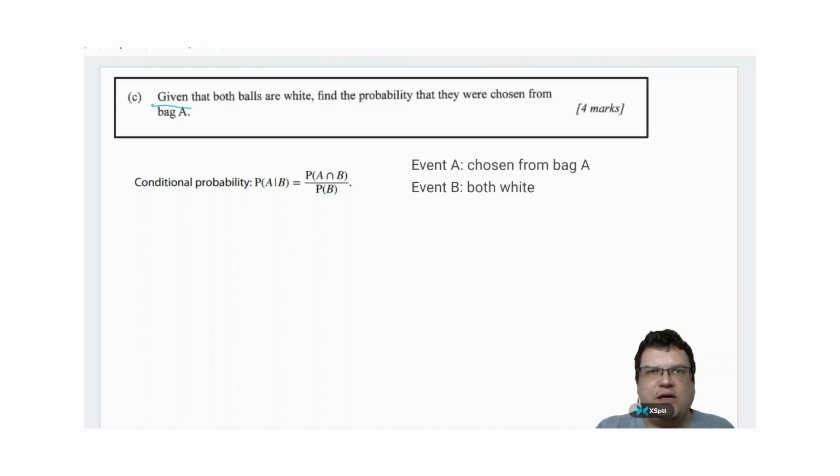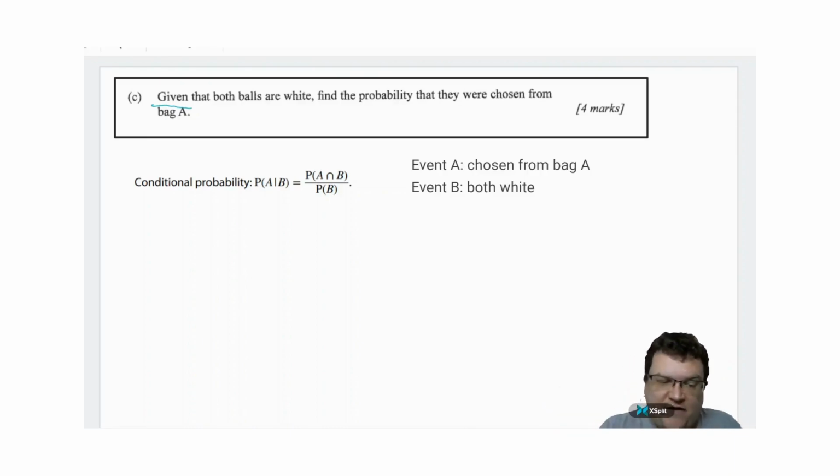conditional probability question. These can be a little bit tricky, but if you identify clearly what the events are in question, you should be okay. So given that both balls are white, find the probability that they were chosen from bag A. So we're still in that scenario introduced in section B where we roll the dice. That determines which bag we choose from, and then we see if we can get 2 white balls. And we're given that both balls are white. So all I'm going to do here is use the conditional probability formula.